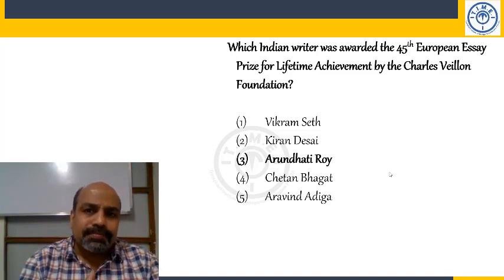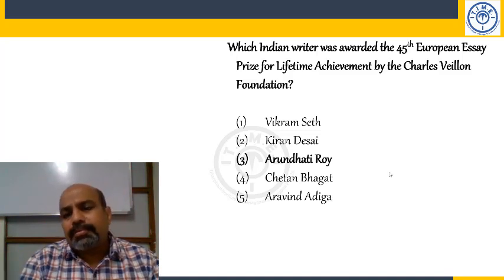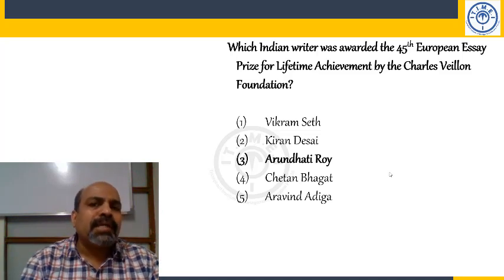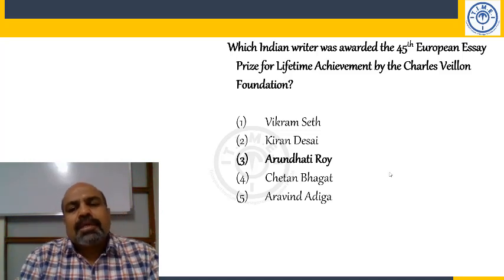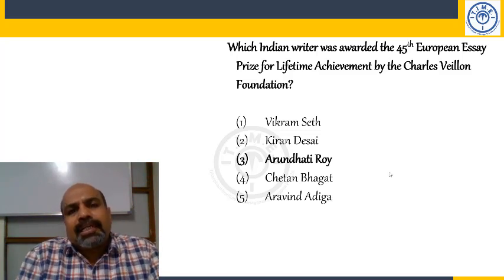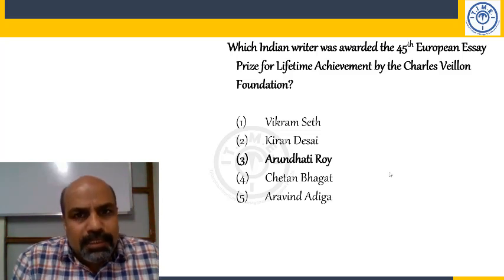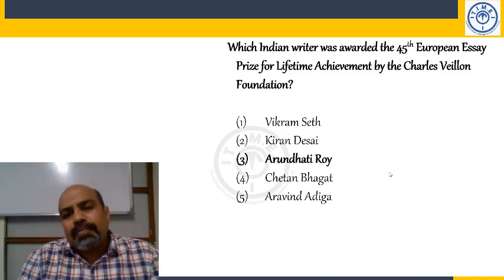They're just opinions. Okay. So, Arundhati Roy wrote this novel called The God of Small Things, for which she received the Booker Prize in 1997. You could write this: Winner of 1997 Booker Prize for The God of Small Things.